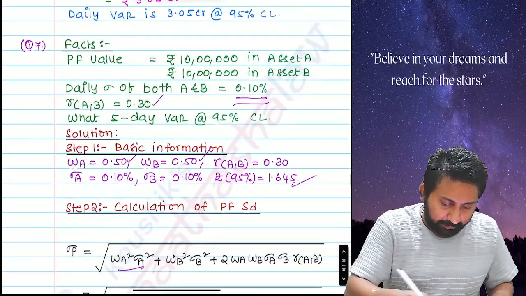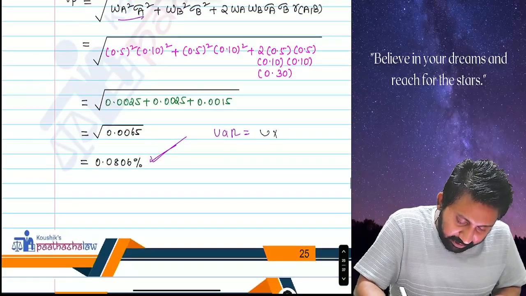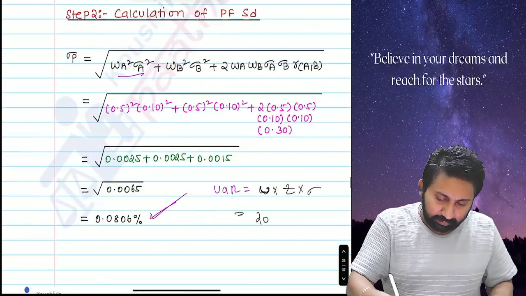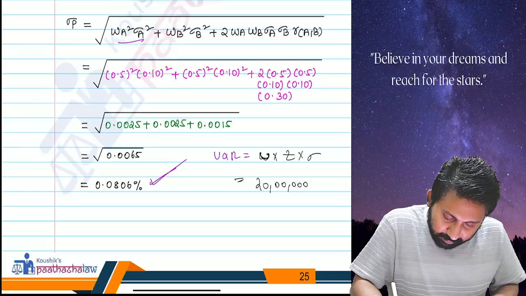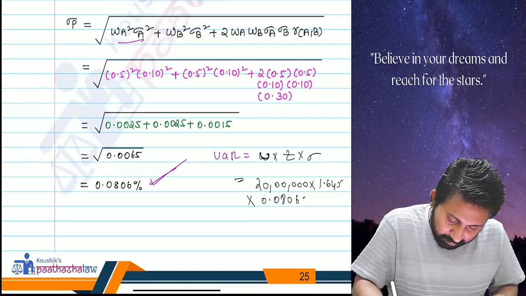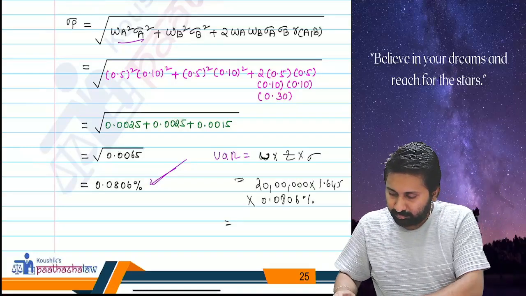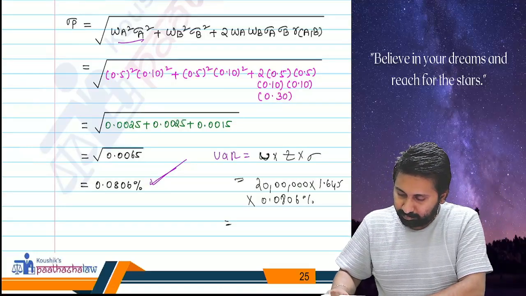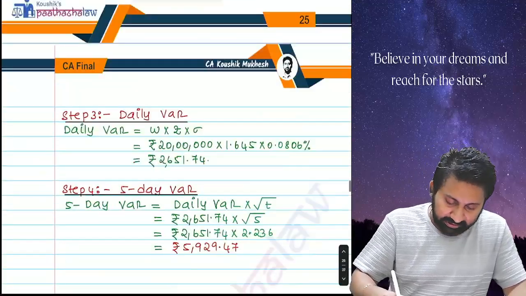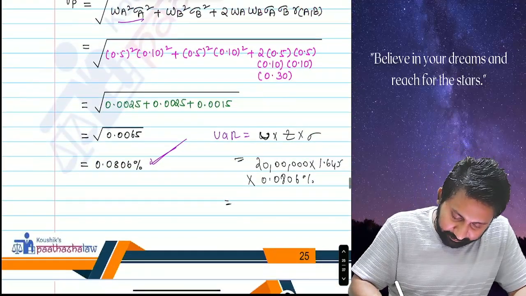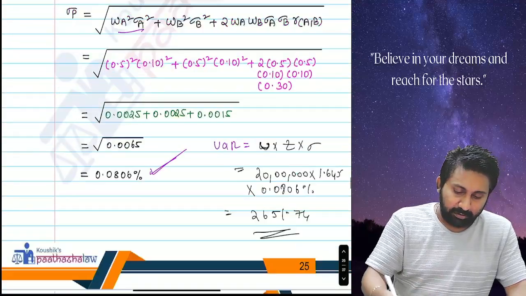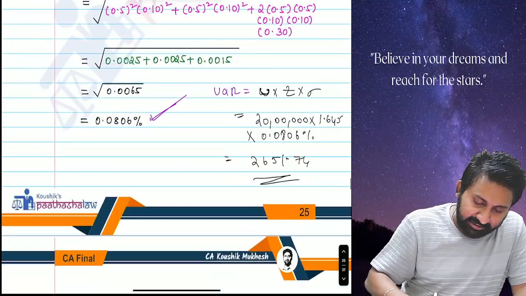VAR equals, for a portfolio, how to take? Wealth into Z into sigma. What is the wealth? Perfect, correct. So 2651.74. Okay, this is the 1-day VAR.